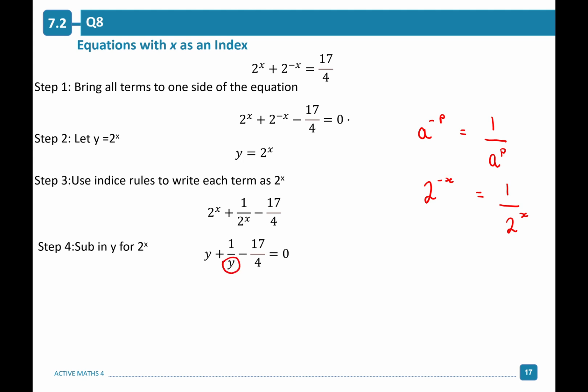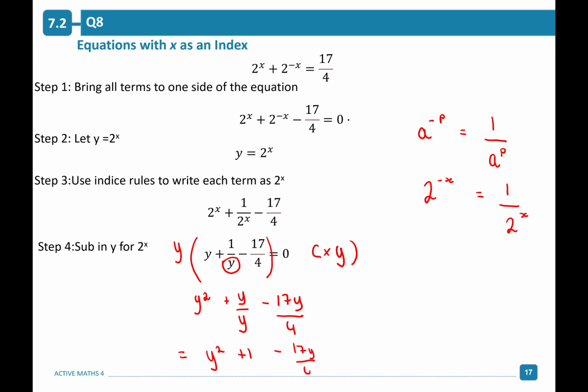Let's start with our y. So I'm going to multiply each term by y, i.e. multiply your whole equation by y. This gives me y times y, which is y squared. 1 times y gives me y over y, minus 17y over 4. This simplifies to y squared plus 1 minus 17y over 4.